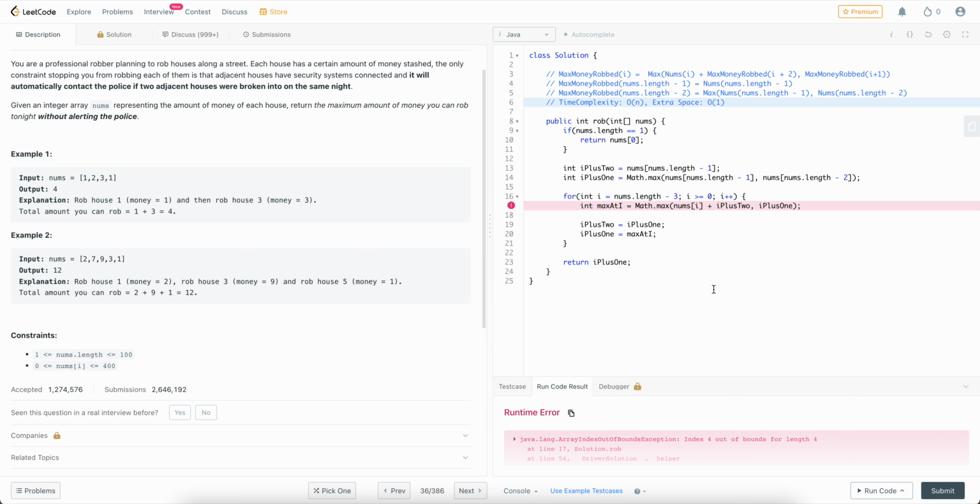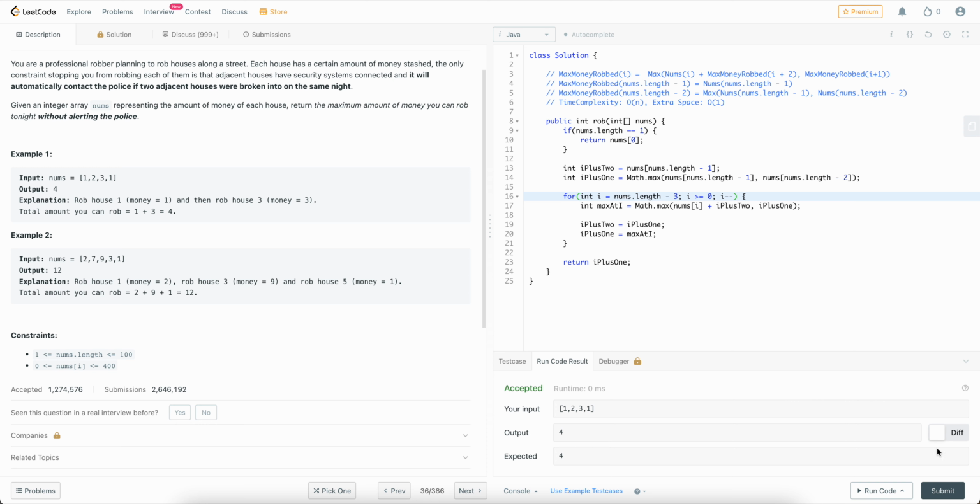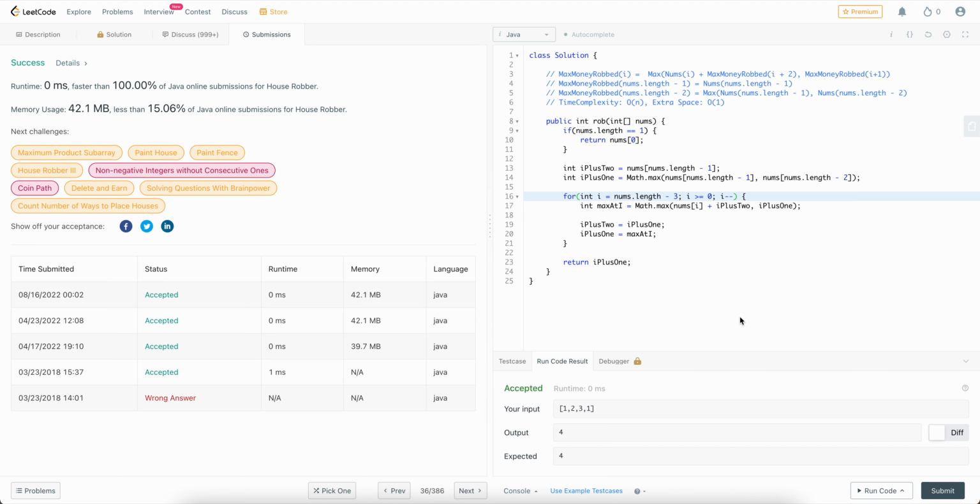Oops, index out of bound exception. So let's see. Oh, it should be I minus minus, not I plus plus, because we're going backwards. Accepted, and let's submit. Cool. It's the fastest solution.